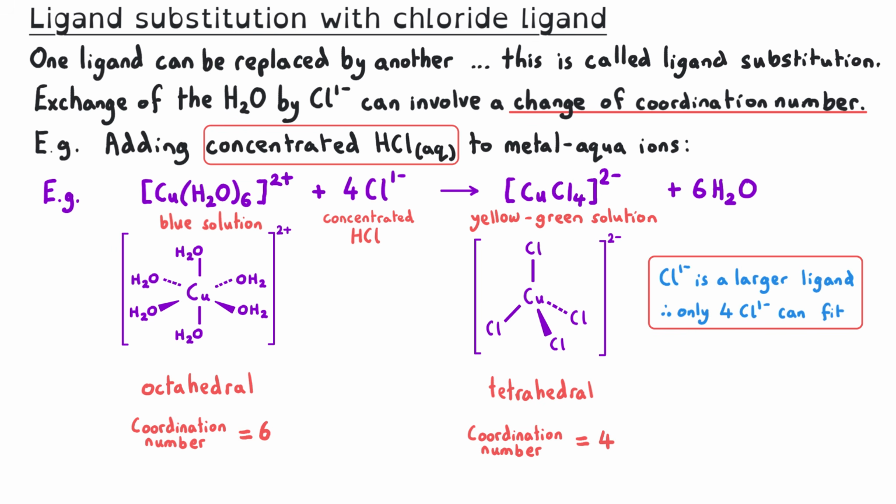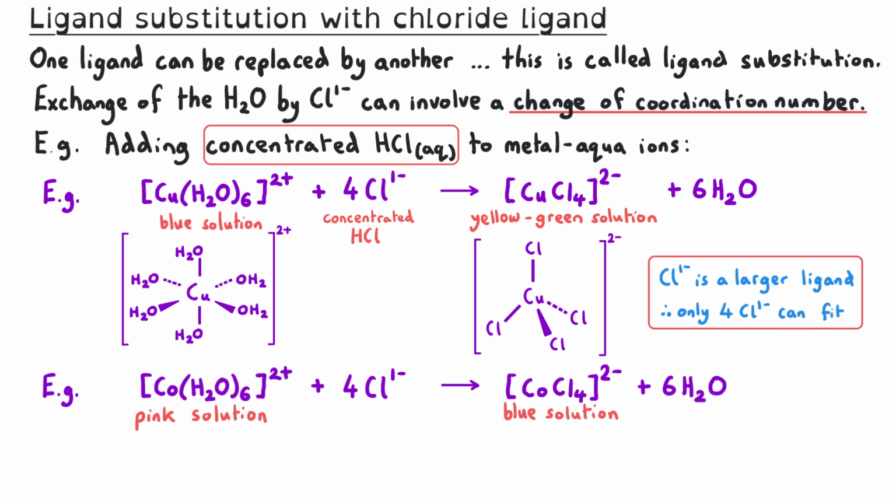And as a result of the coordination number changing, the shape of the complex changes as well, going from octahedral to tetrahedral. And remember, this happens because the chloride ion is a larger ligand, and so only 4 chloride ions can fit around the copper. This works in the exact same way if you have a different complex, for instance a pink solution of hexa-aqua-cobalt-2 reacting with concentrated hydrochloric acid will produce a blue solution of this tetrahedral cobalt with 4 chloride ions as ligands, and 6 water molecules will be removed.